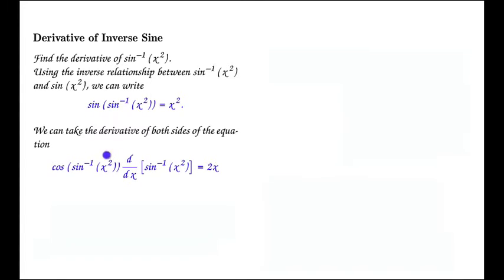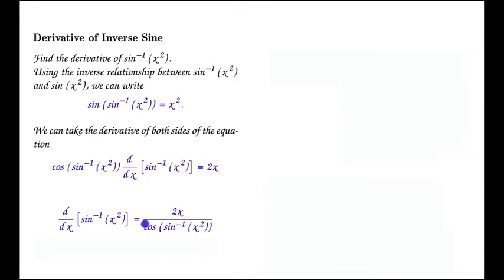Taking the derivative of the inside, we get d dx of the inverse sine of x squared. And we're going to stop at this level because this is what we're trying to solve for, equals the derivative of the right-hand side, which is 2x. Now, just as before, we'll bring this cosine of the inverse sine over to the right-hand side so that we solve for the derivative that we're looking for, derivative of the inverse sine of x squared. And here we see that we have 2x over cosine of the inverse sine of x squared.